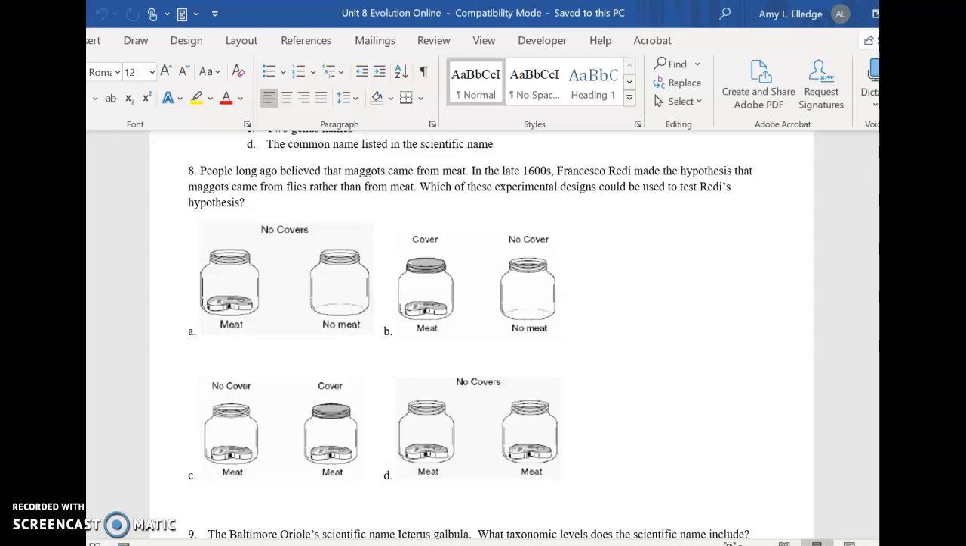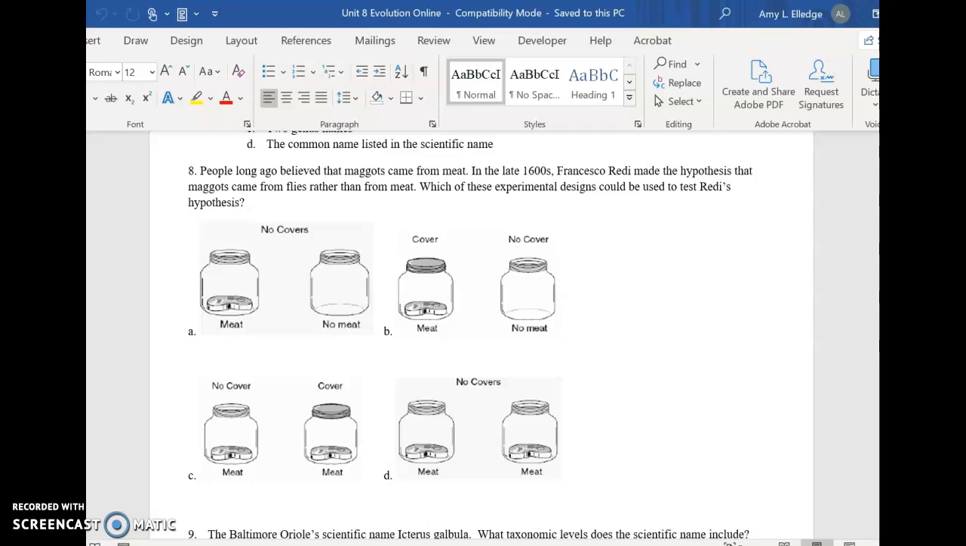All right, if we look at B, we have presence of meat, meat not there, one's covered, one's not covered. In that case, you have too many variables. That's actually a terrible experiment. You don't know which one's causing the effect. All right, if you look at C, they both have meat, but one's open and one's not. And then if you look at D, they're exactly the same. So there is no variable there.